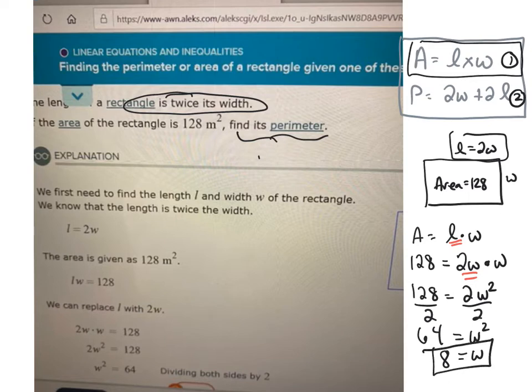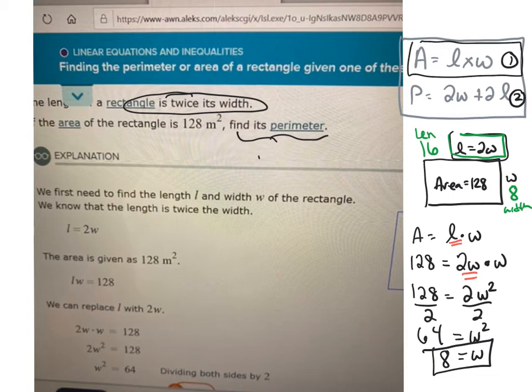So what that tells us, in this rectangle we have up here, is the width is 8. Now the length, I know, is 2 times the width, so 2 times 8 is 16. So this is my length, and this is my width. Now, this is what makes this problem hard. Once you get the length and width, you're not done.